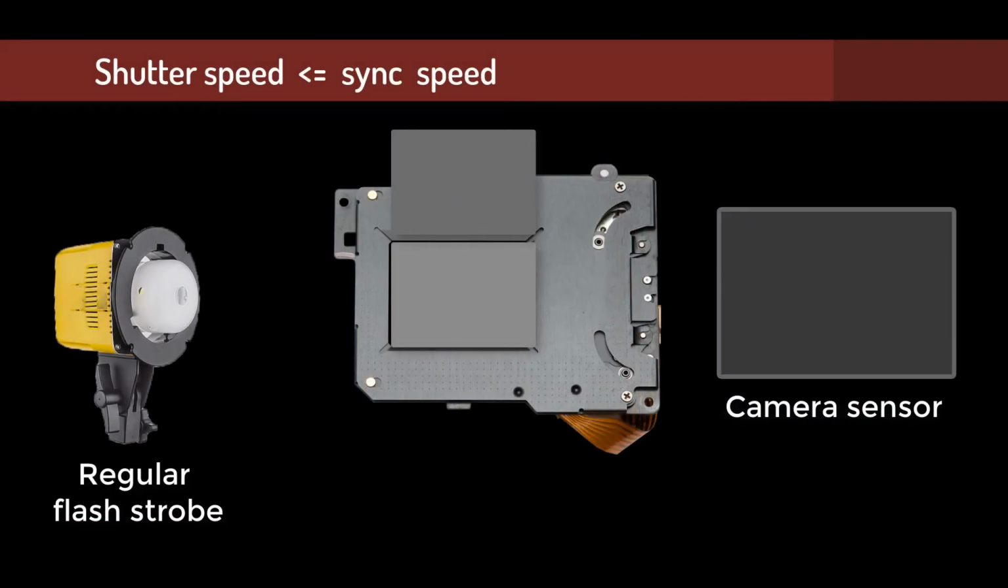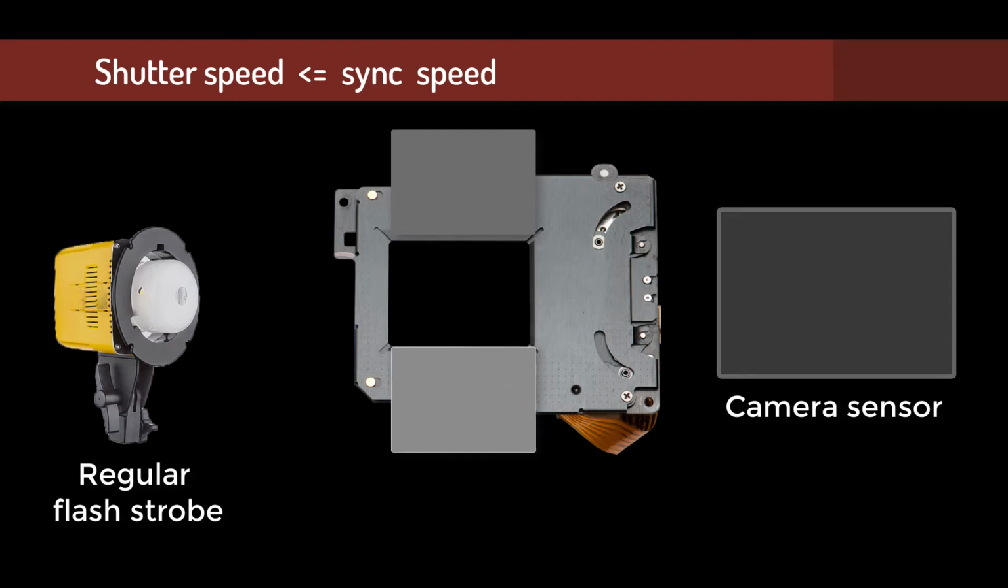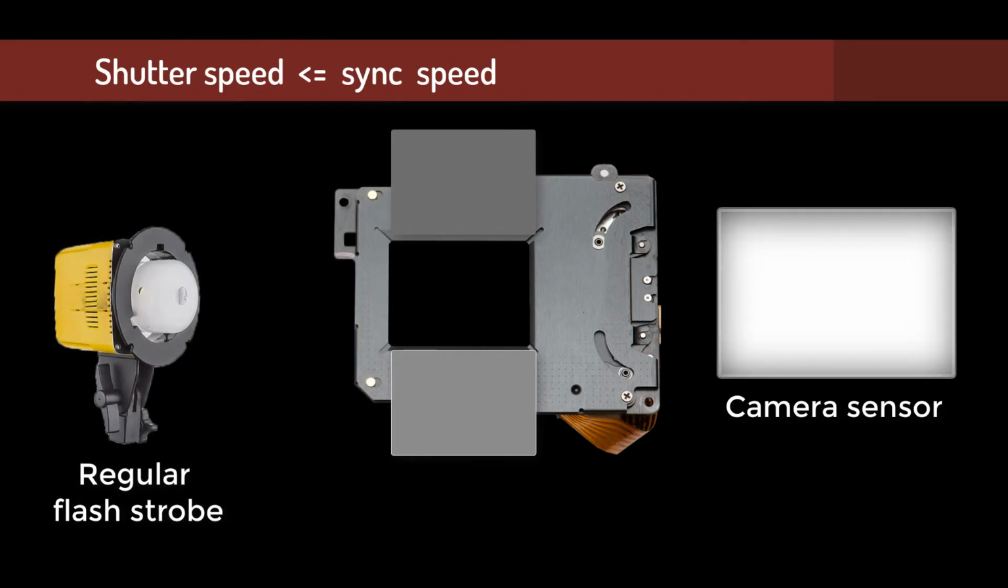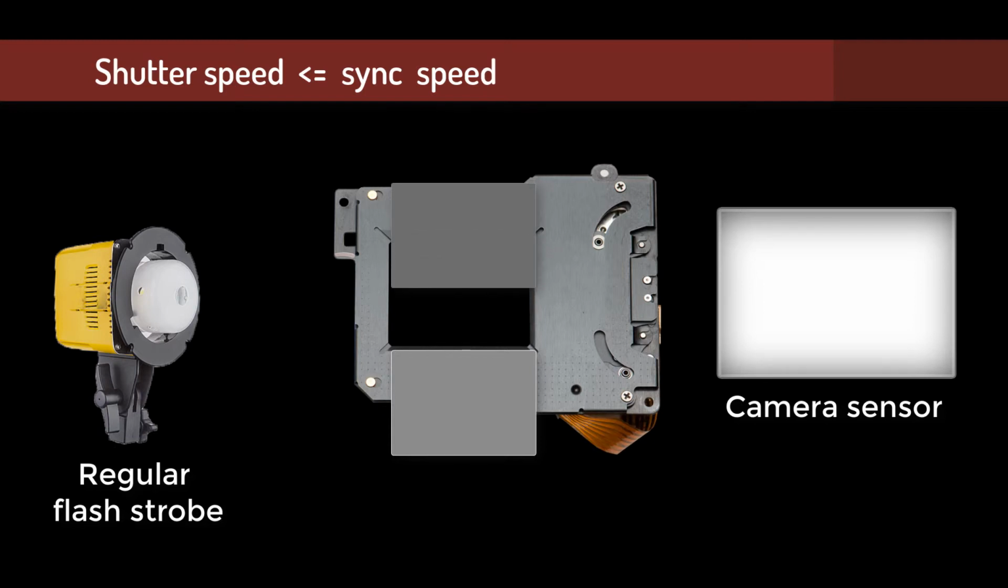Let's see what happens when we use a regular flash strobe with a shutter speed slower than or equal to the flash sync speed. The first curtain will start to open up the shutter. The moment the first curtain opens the shutter fully, the flash will fire, illuminating the whole part of the sensor. The shutter will remain open fully, exposing the sensor fully for a certain amount of time. Then the second curtain will cover up the shutter. Therefore, any kind of flash strobe can be used if the shutter speed is less than or equal to the flash sync speed.